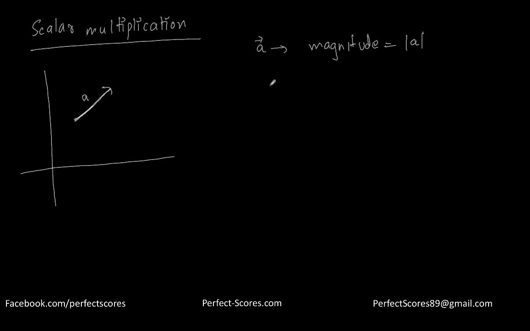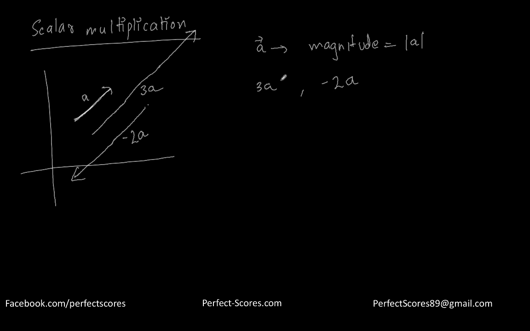Now if I want to talk about a scalar multiplication, let's suppose I want to find out 3 times A. So 3 times A would have the same direction, it's just that it's going to have 3 times the length. So this is 3 times A. Let's suppose I want to talk about negative 2 times A. So negative 2 times A is going to have the opposite direction and it's going to be twice as long. So this is negative 2 times A. This is what we mean by scalar multiplication.